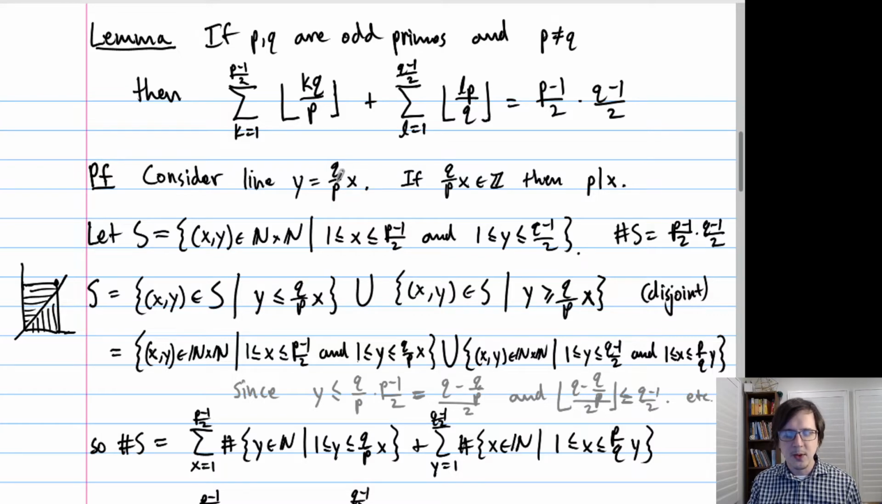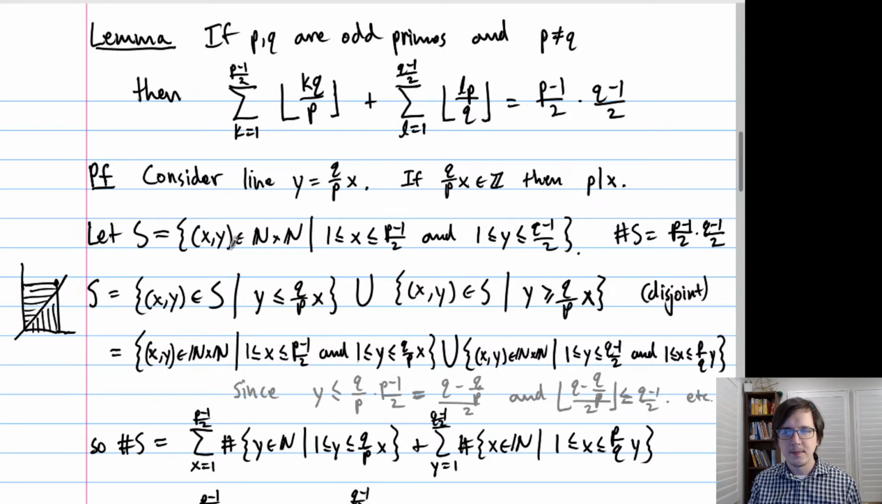So the question is, what lattice points lie on this line? A lattice point is a point where both x and y are integers. If both x and y are integers, then y is an integer, so that means q over p times x is an integer. For that to be an integer, p must divide q times x. But since p and q are distinct primes, p must divide x, and that's also sufficient for it to be an integer. So p dividing x is exactly the condition for there to be a lattice point on this line.